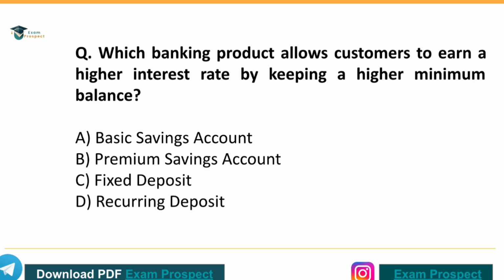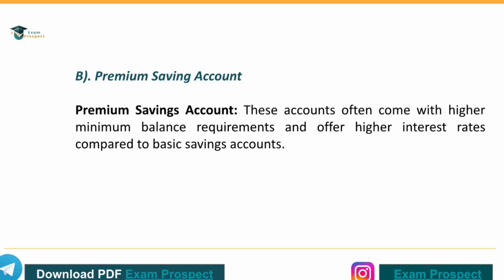Next question, which bank product allows customers to earn higher interest rates by maintaining a higher minimum balance? The correct answer is option B, Premium Savings Account. Here, these accounts often come with higher minimum balance requirements and offer higher interest rates compared to basic savings accounts. Basic savings accounts typically have low or no minimum balance requirements and offer lower interest rates.